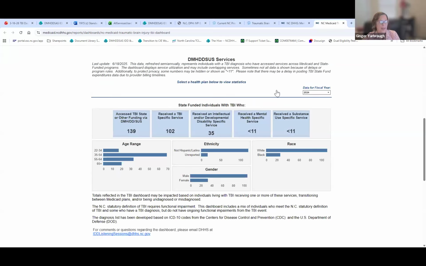And then finally, you have the DMHDD-SUS services. So these are your state funded services or services and supports funded through state appropriations. Again, you see the numbers across. We did not break it down by tailored plan, but you can see the different numbers statewide. Those numbers are so small, it's really hard to break it down by tailored plan without violating all of the privacy rules. You would just see basically a lot of under 11s with this data.